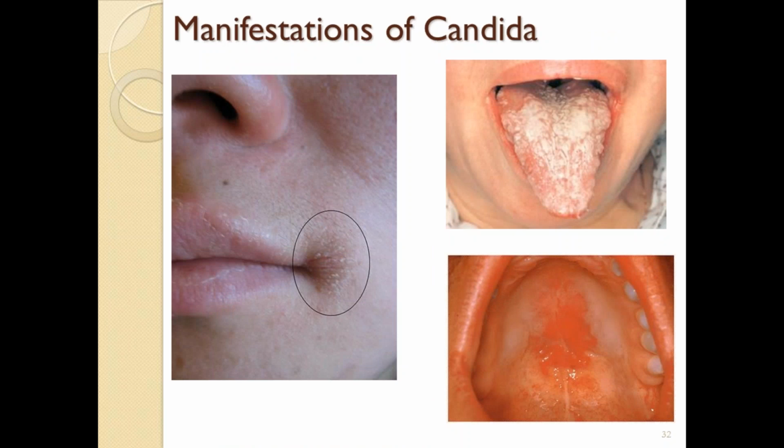So we normally see it as this top right, that's obvious oral candidiasis, but it can actually look like the bottom right, which is a beefy red lesion. That is erythematous candidiasis. And then it can also look like the one on the left, which is angular cheilitis. So all of those you would treat with antifungals.